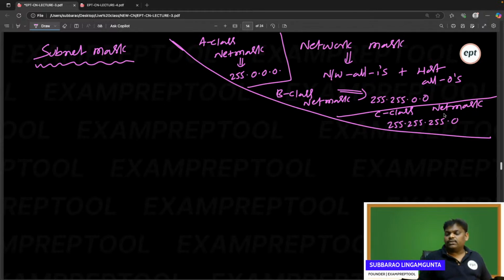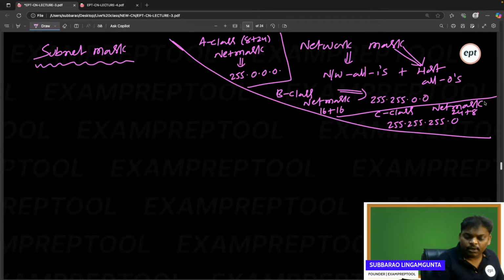What is the net mask? Network part all ones, host part all zeros. That is the meaning of net mask. So A class net mask is 8 plus 24. B class is 16 plus 16. C class is 24 plus 8. Now some people are asking, what is subnet mask? Nothing. See this one. Subnet mask is nothing but, let me write now. Subnet mask is equal to.